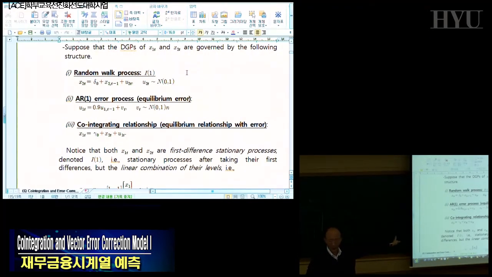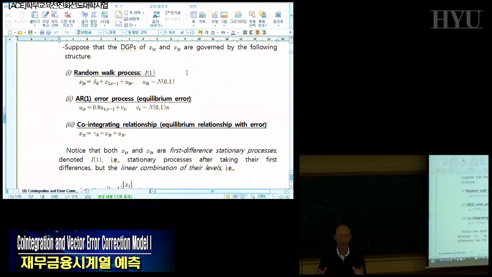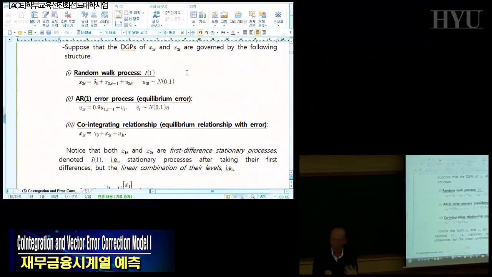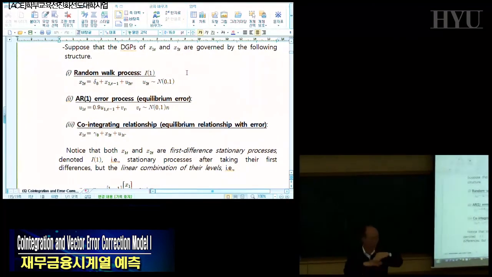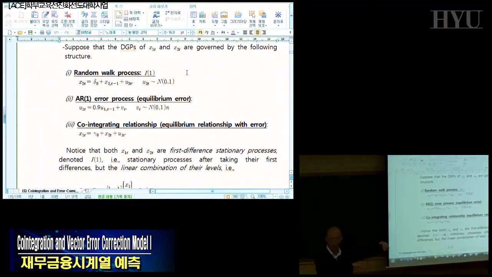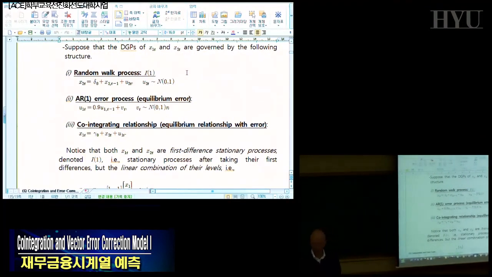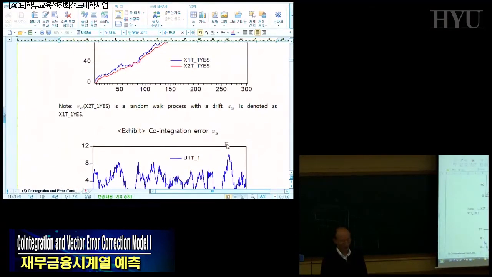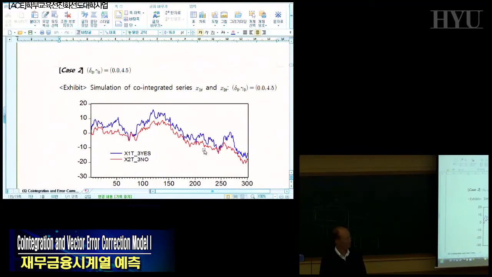So if that is the case, then to predict the corporate bond rate, you better include the Treasury bond rate, because there is a kind of tight relationship over time. Okay, so we'll see that later.